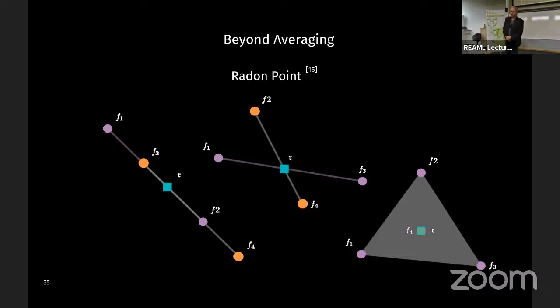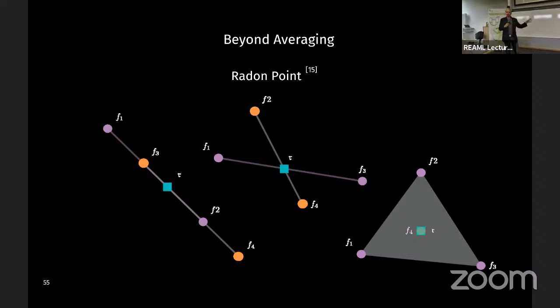There's one other that works by using a different aggregation operator, and I promised I'd show you at least one, and I picked the most obscure one you can find, well, because I made a paper about it. This is the Radon point. The Radon point is some geometrical point that was introduced by Johann Radon in 1921 to prove Helly's theorem, and how it's defined is a bit weird.